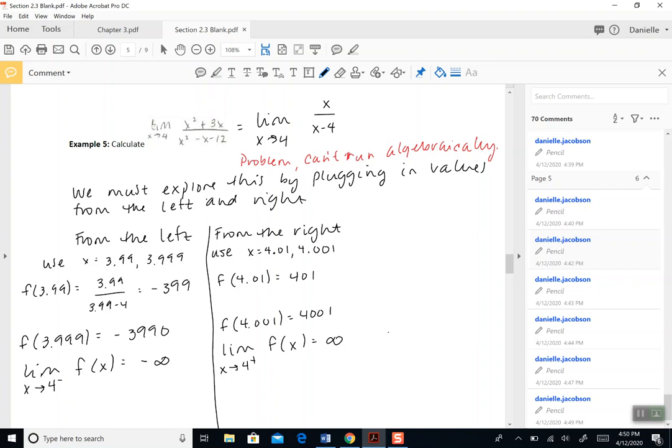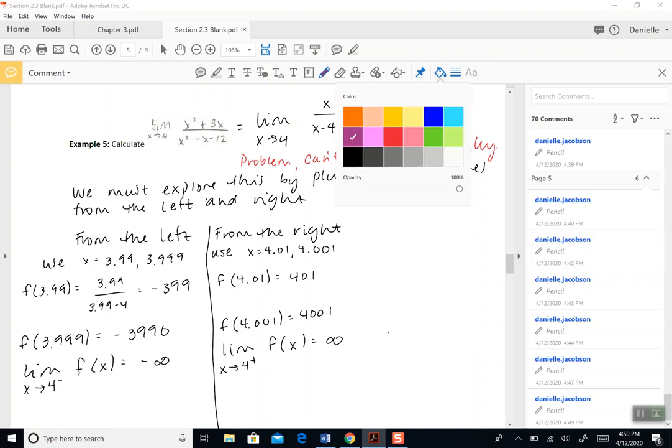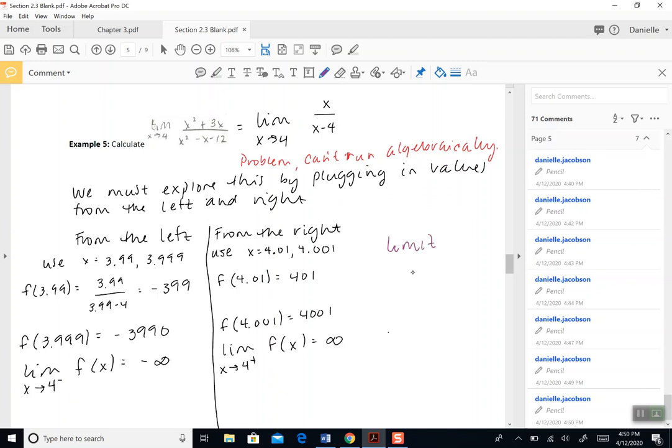All right, we should remember from section 2.2 that if your y values do not approach the same thing, we say the limit does not exist. So on this one, my final answer is the limit does not exist.